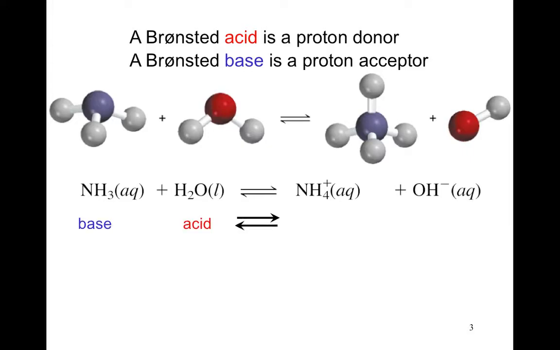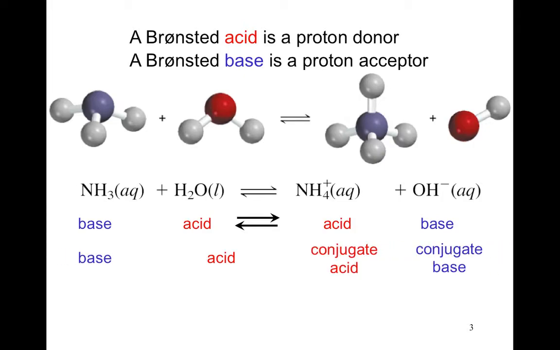So acid and base. Now, because this reaction is reversible, when water gives up its hydrogen, it becomes the conjugate base, meaning it's now able to accept a hydrogen. When NH3 accepts the hydrogen, it goes from a base to a conjugate acid. It's now more able to donate a hydrogen. And so the acid becomes the conjugate base, the base becomes the conjugate acid. Alrighty, so there you go.